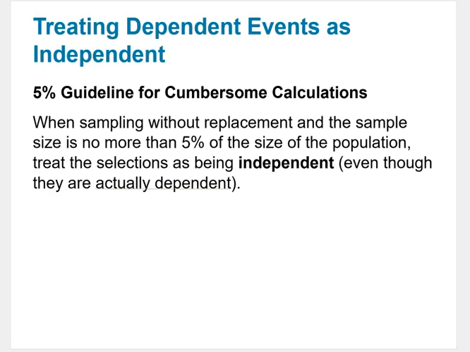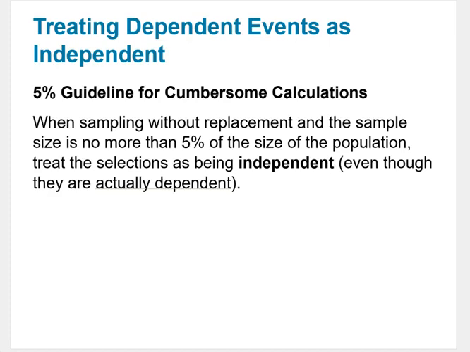There is another thing that you can look at, which is when your sample size is no more than 5% of your population. Say that my population is 20,000 and I'm only going to choose 10 people. Do I need to treat them as dependent, or can I treat them as independent? And the answer is yes.